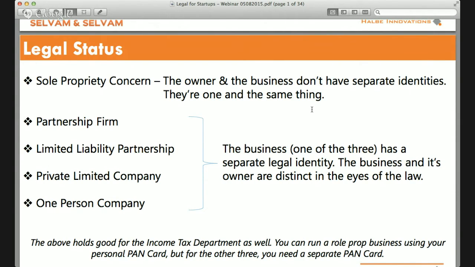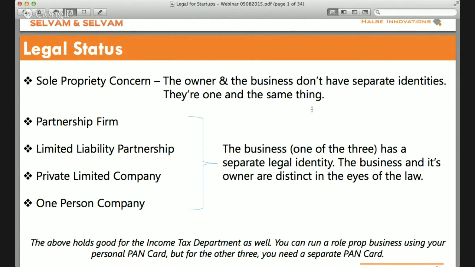All the other four forms of business organization, which are a partnership firm, a limited liability partnership, a private limited company, and a one-person company, all have distinct and separate legal identities. So the business has a separate identity, even in the eyes of income tax or in the eyes of the law, but the owners of the business are completely different.